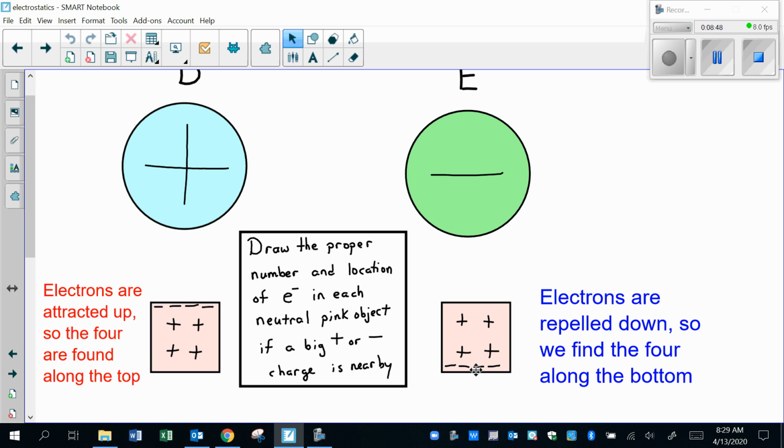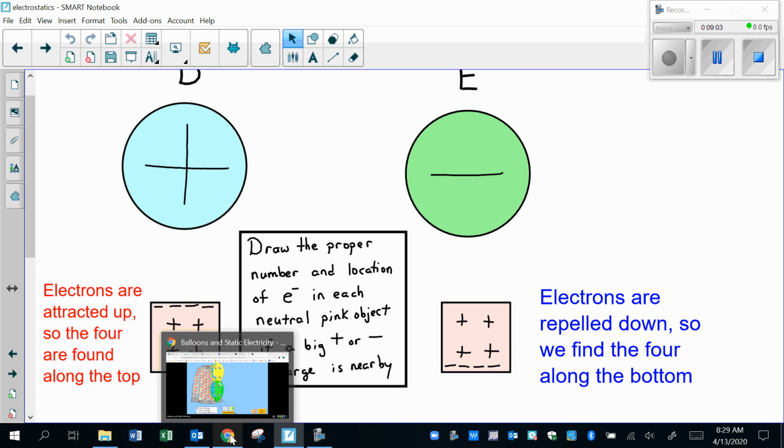And the last question is asking about the mass or the size of the objects involved. Basically, this question is referring to what happens if it is a really, really big charge and a small thing that's neutral. We get an attraction.